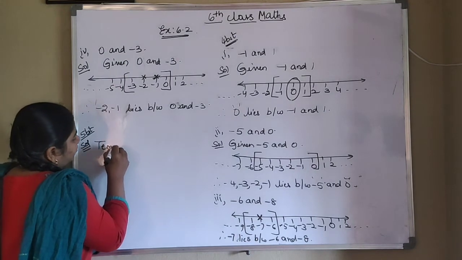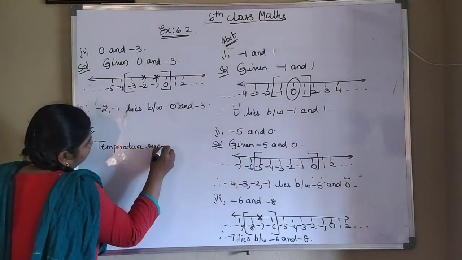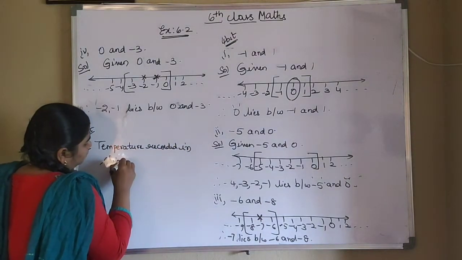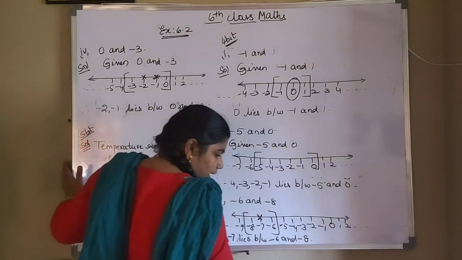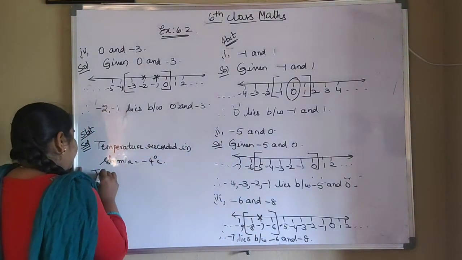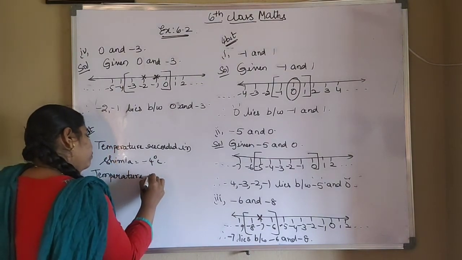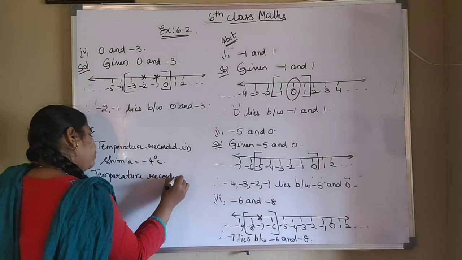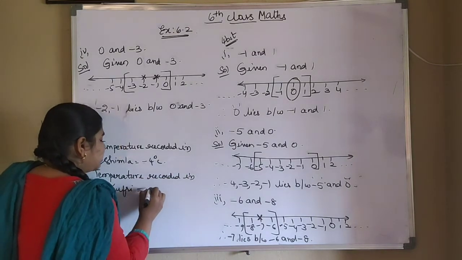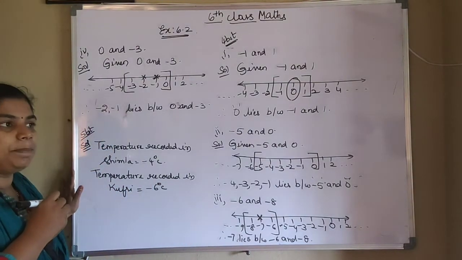Temperature recorded in Shimla is how much? Minus 4 degrees Celsius. Okay, and temperature recorded in Kufri is how much? Minus 6 degrees Celsius. So which is colder place they are asking.